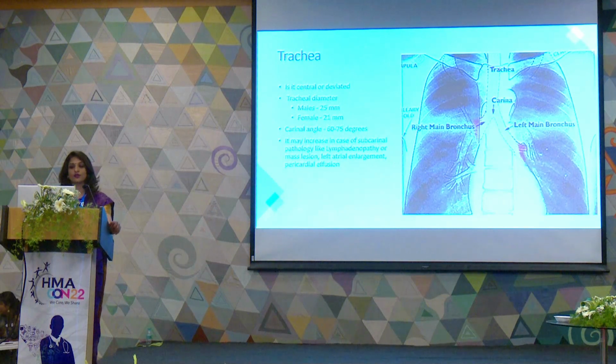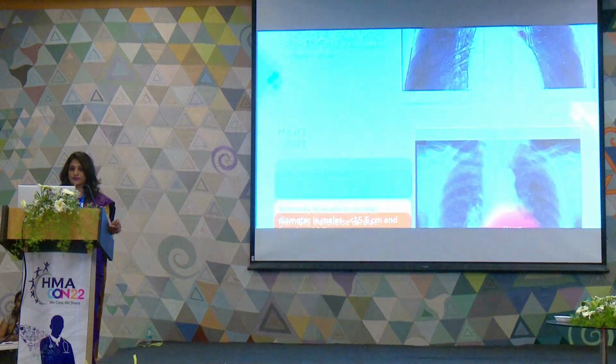Now then, look for the trachea, whether it is central or deviated. We can get deviation in cases of masses or pleural effusion, etc. Look for the subcarinal angle. Generally, it is 60 to 75 degrees. The angle is increased in subcarinal pathologies like lymphadenopathy, mass lesion, left atrial enlargement, or pericardial effusion, etc.